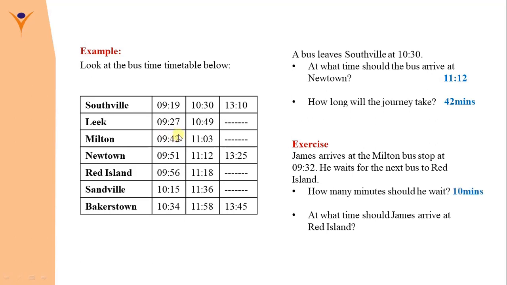Good. Then the second part says, at what time should James arrive at Redland? Still on that column, we go straight to Redland. And here you can see 9:56.